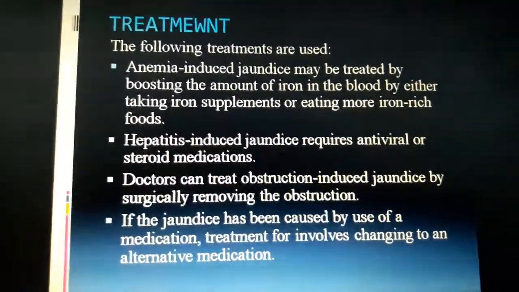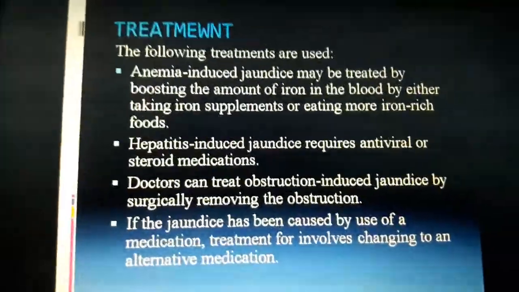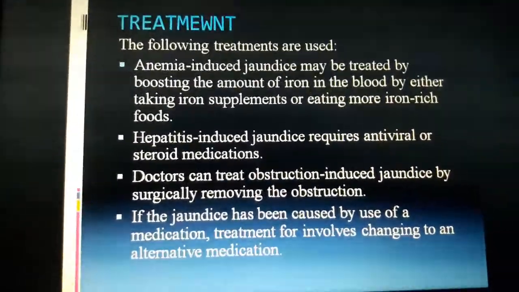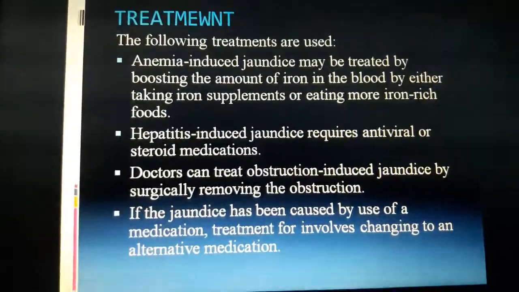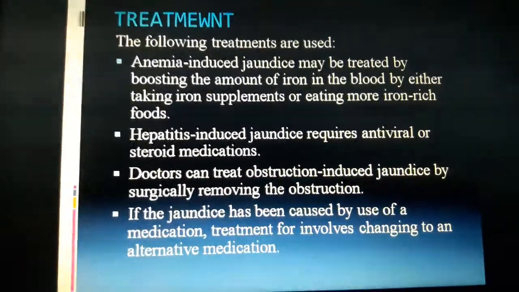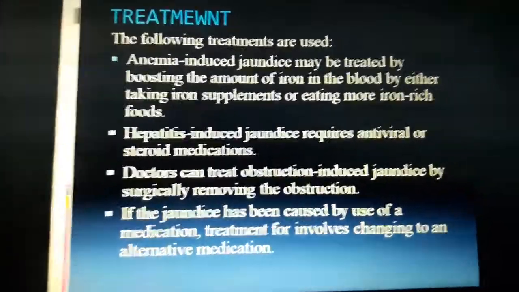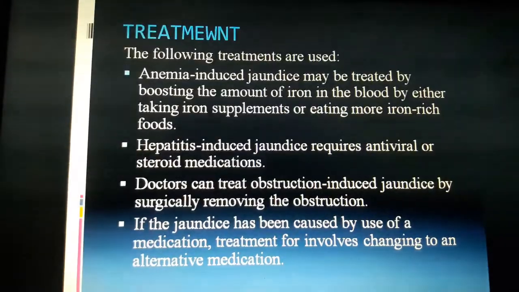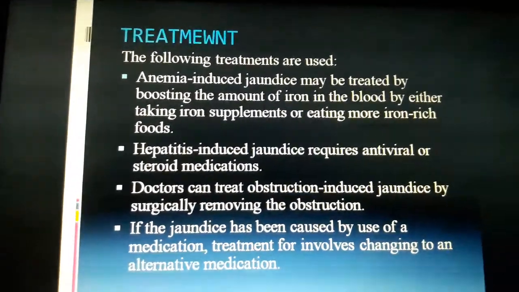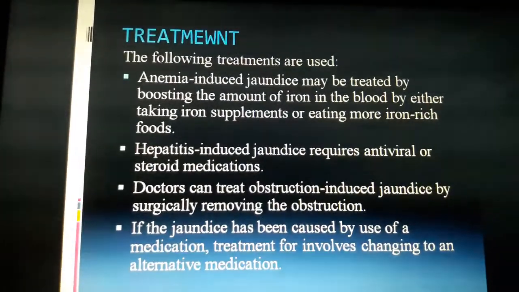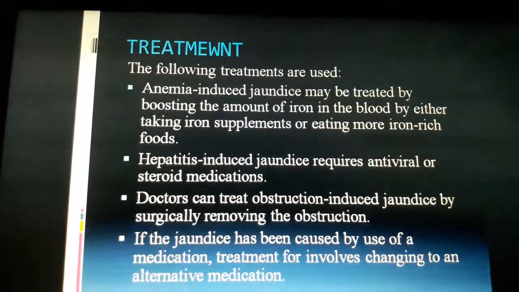Treatment. The following treatments are used. Anemia-induced jaundice may be treated by boosting the amount of iron in the blood by either taking iron supplements or eating more iron-rich foods. Hepatitis-induced jaundice requires antiviral or steroid medications. Doctors can treat obstruction-induced jaundice by surgically removing the obstruction. If the jaundice has been caused by use of a medication, treatment involves changing to an alternative medicine.